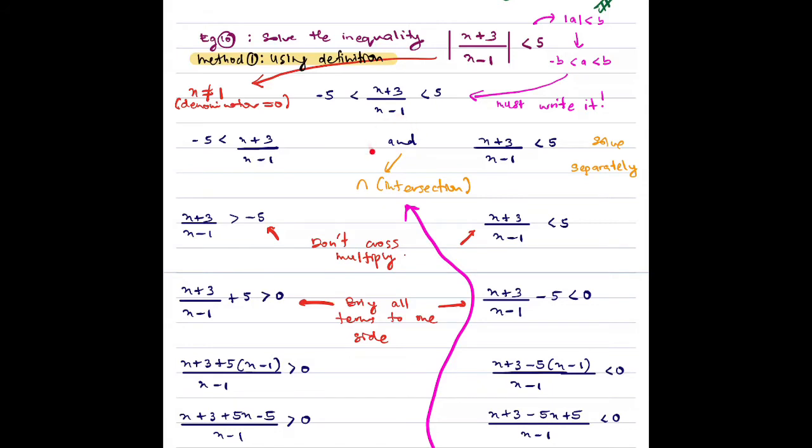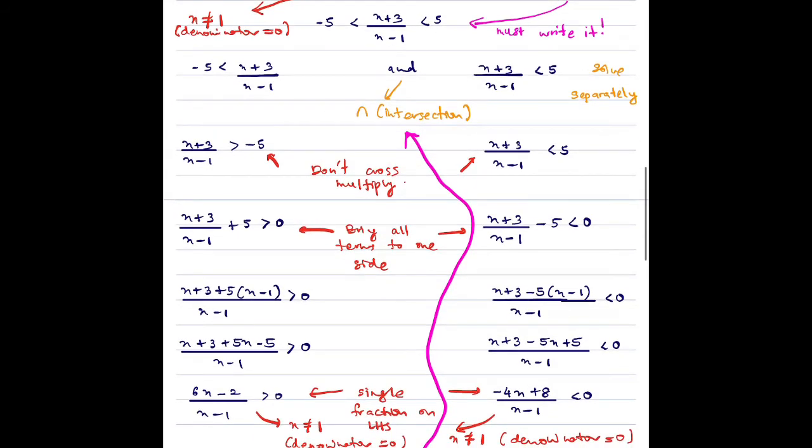Then we solve separately: x plus 3 over x minus 1 is greater than negative 5, and x plus 3 over x minus 1 less than 5, following the property. We know the connection is intersection. Please do not cross multiply because we are not sure of the sign of x minus 1. This is a rational inequality.